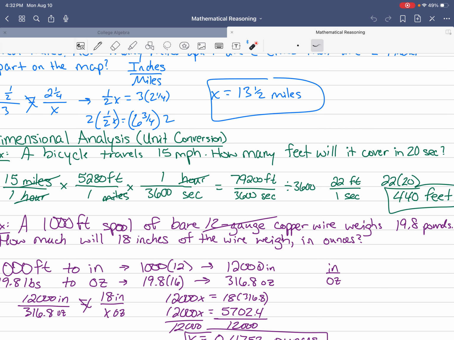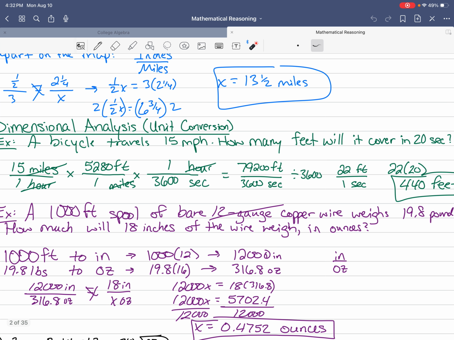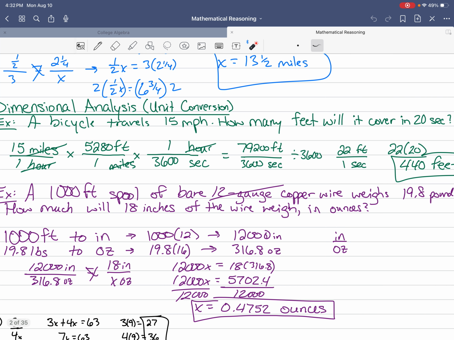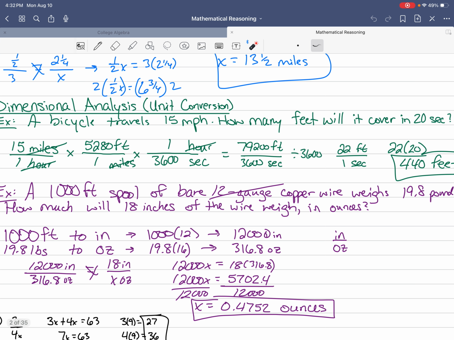Now, what they'll like to do on word problems is they'll like to give you extra information you don't need. For example, 12 gauge, doesn't matter. That's a useless number that's just there to throw you off. So what I'm going to do is I am going to go more of an algebraic route of solving this. If you wanted to, you could have done it this way, but I wanted to show a different approach to this. So first off, we have feet and we're going to inches.